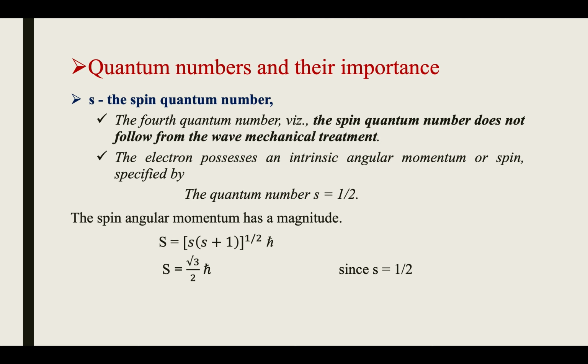The related spin angular momentum has a magnitude, and to calculate it you have this formula: capital S equals the square root of small s into s plus 1, that is, the whole term to the power of half, multiplied by h cross. If you put the s value half into this, you will get root 3 divided by 2 into h cross. That is the actual magnitude of the spin angular momentum.